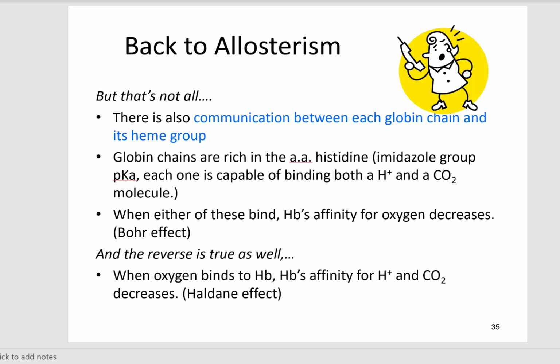You see, it goes both ways. If hydrogen and CO2 are bound, hemoglobin has less affinity for oxygen. It's more likely to let go. But if hydrogen and CO2 are not bound to the globin chains, are not bound to the histidine residues, then the heme groups have a higher affinity, greediness, want to bind to oxygen. Let's look at this in more detail. Let's look at this allosteric interaction on a more molecular level and go through some more examples.